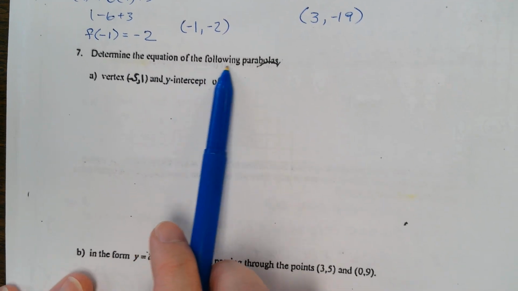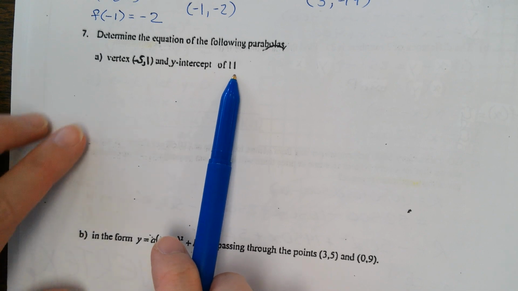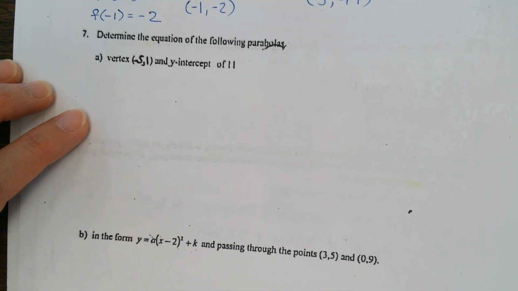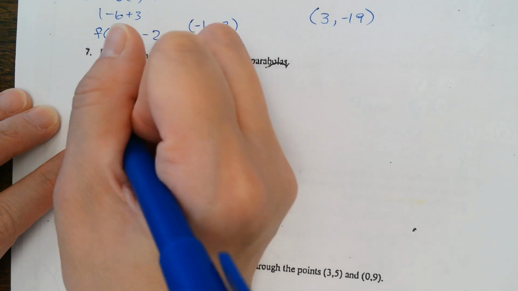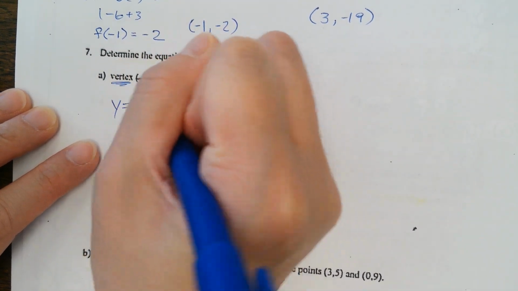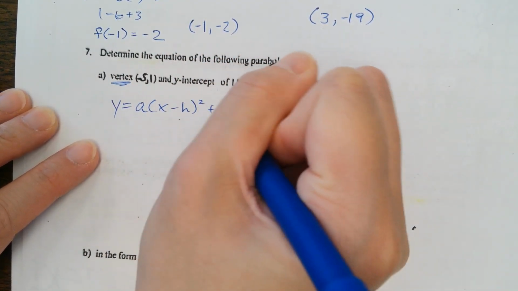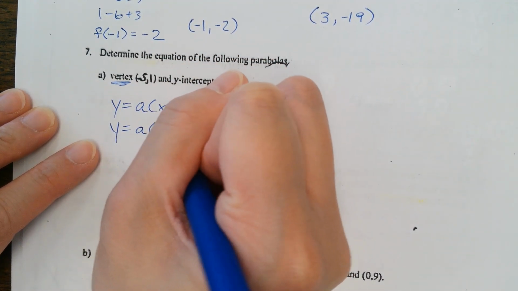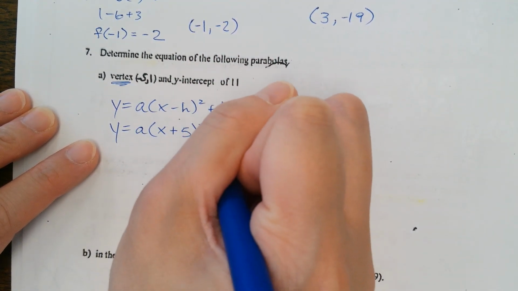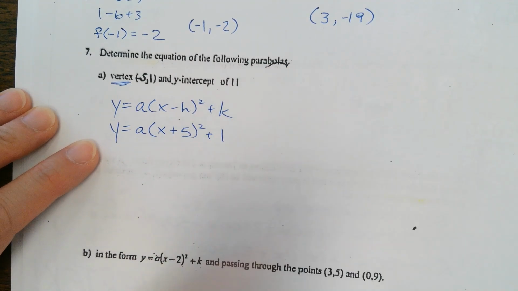Determine the equation of the following parabola given this. Okay. So since they gave you the vertex, you want to write it in vertex form. So y equals a, x minus h squared plus k. So y equals a, x plus 5 squared plus 1. Okay.